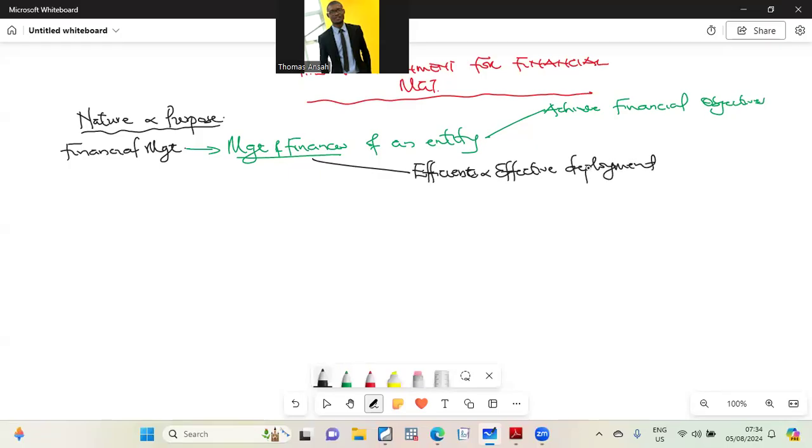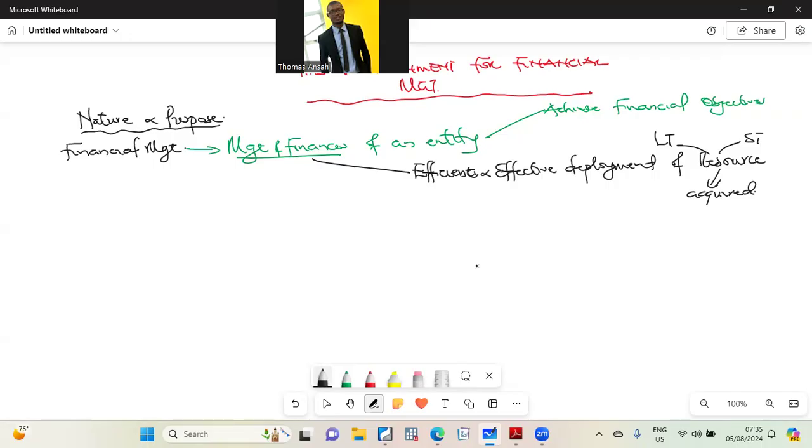When we say deployment, you are releasing out, all right? Deployment of your resources, both long-term and short-term. What resources are we talking about? The long-term and short-term resources that you have acquired, all right? You acquired them, so when you deploy them, what you are expecting is that after I've deployed those resources, I need to be able to achieve my financial objectives. Basically, that is what it is for. So that is financial management.